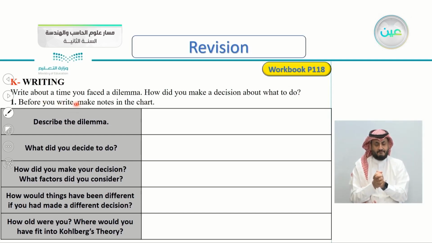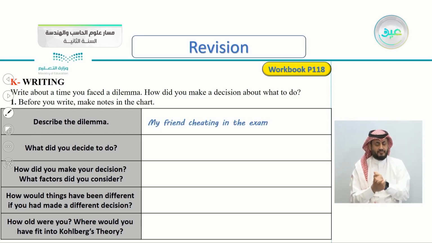So before you write, make notes in the chart. Describe the dilemma. What did you decide to do? How did you make your decision? What factors did you consider? How would things have been different if you had made a different decision? How old were you? Where would you have fit in Kohlberg's theory? So describe the dilemma, what did you decide to do, and so on.